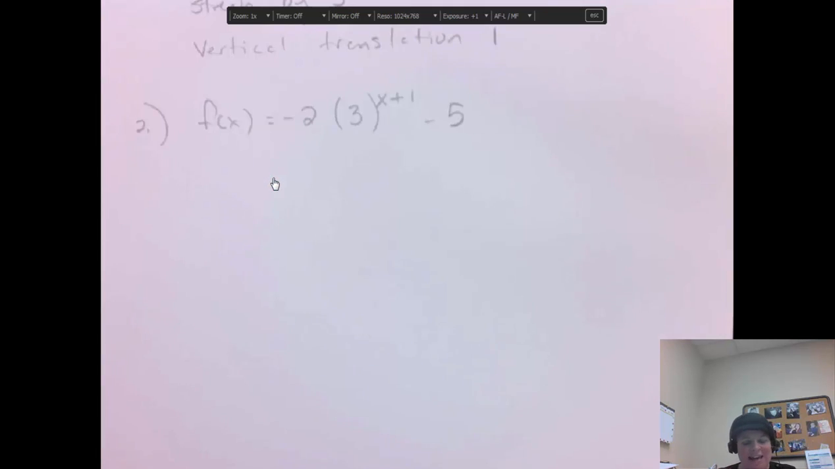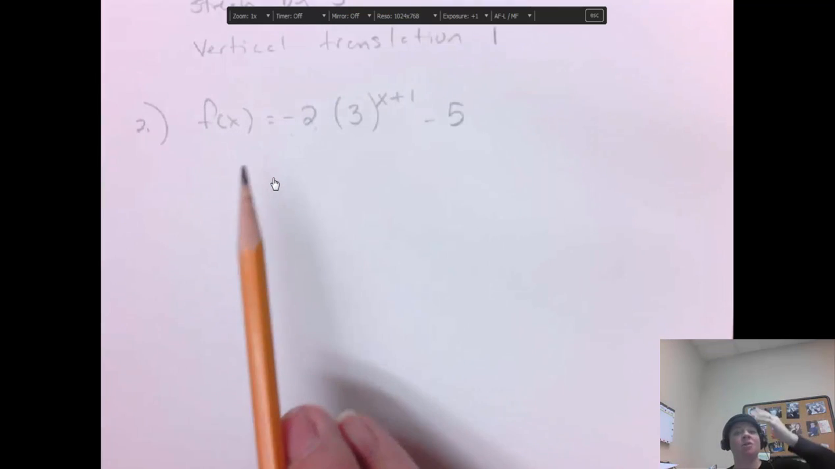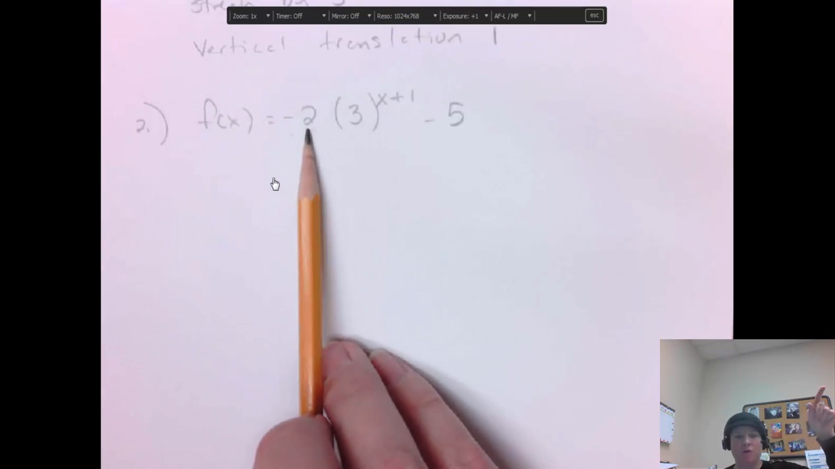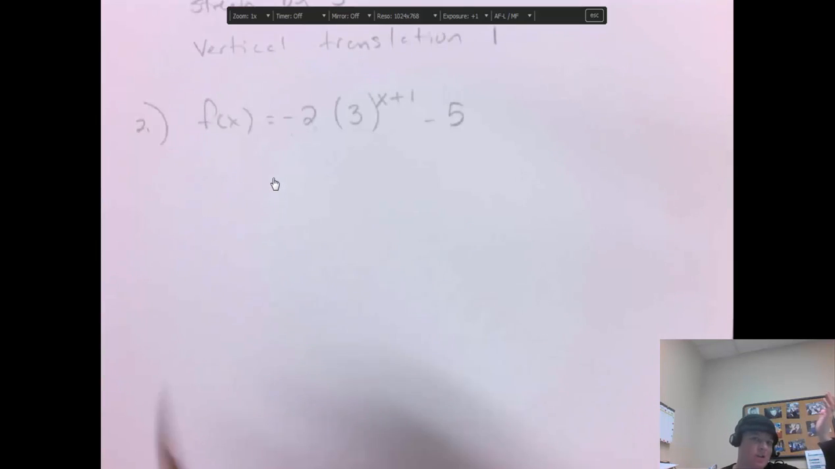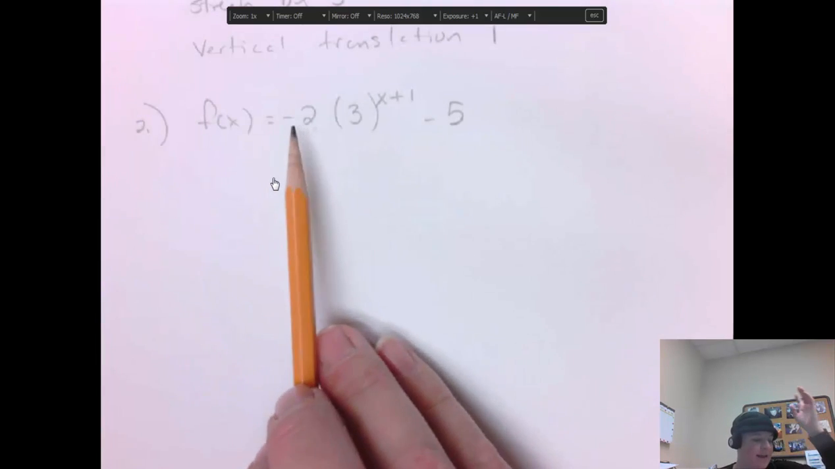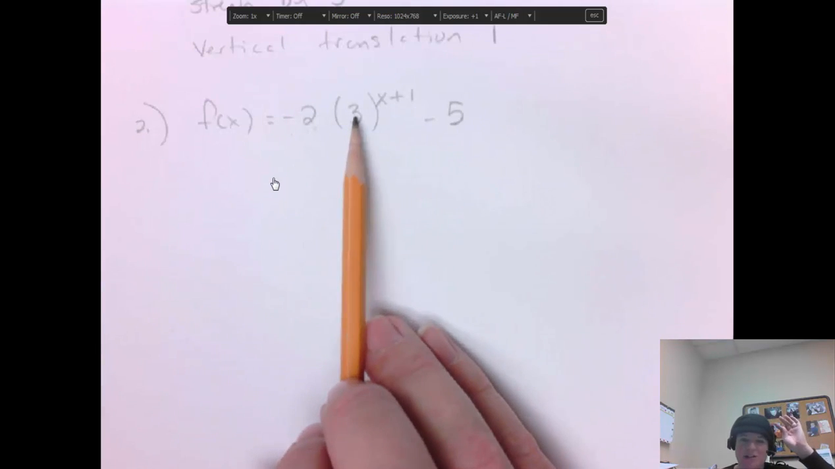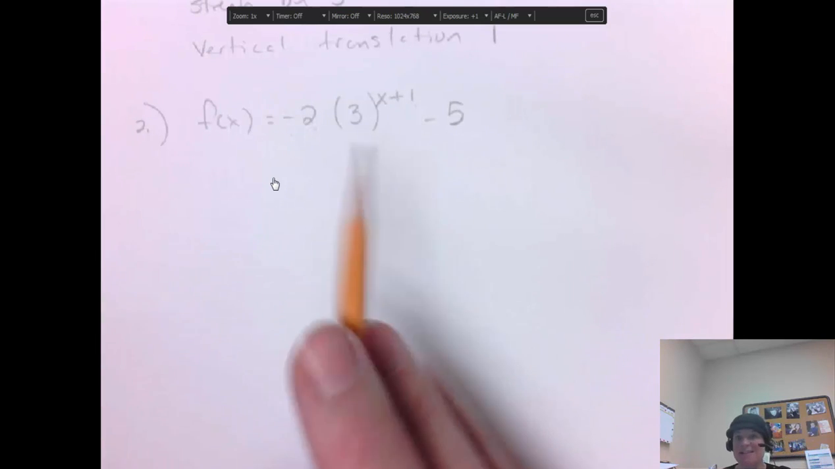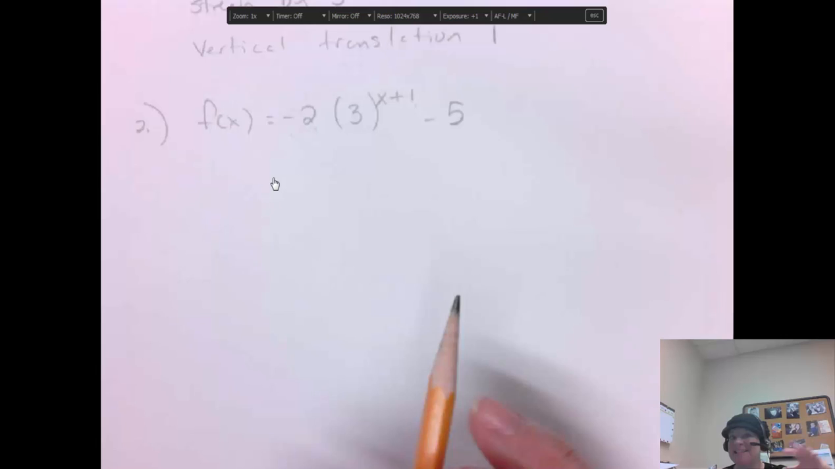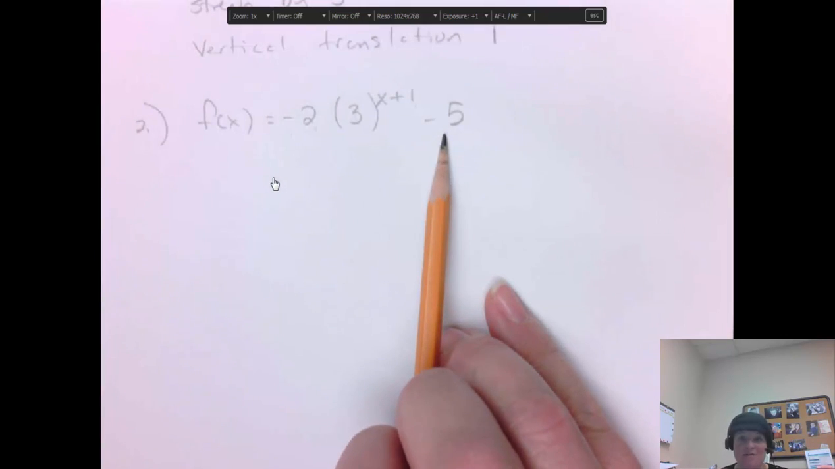So let's just think it through. -2. Okay, negative will reflect you over the x. The 2 is going to be a factor of 2, and it is still a stretch. I should have done a compression, but oh well. It's another stretch. And then up here, this number doesn't matter. That just means our base or our parent. Up here, we have a plus 1, which is the same as saying we are moving to the left 1, because it's the opposite, right? And then this one will move us down 5.